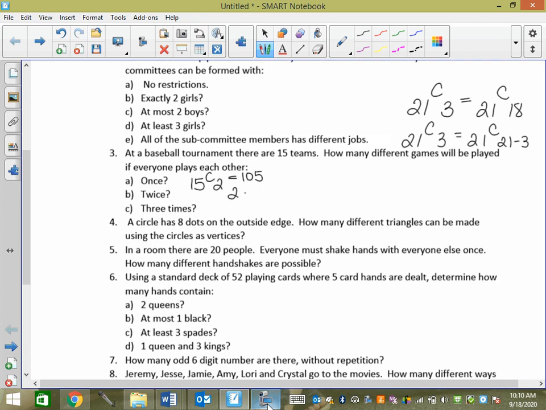Okay. 15C2 times 2, which is 210. And then 3 times we do the same thing, which is times by 3. 15C2 times 3, which is 315.